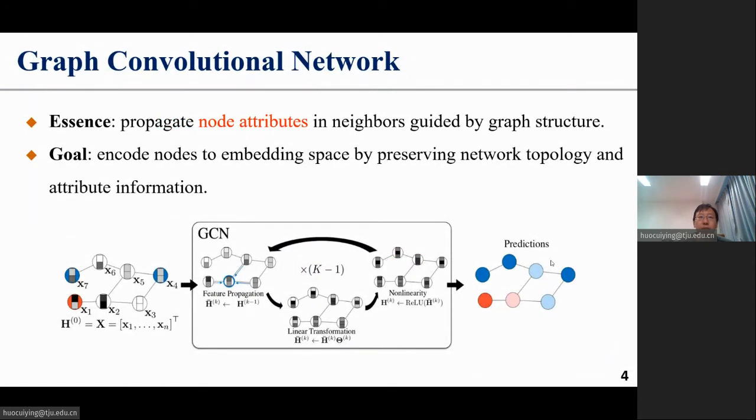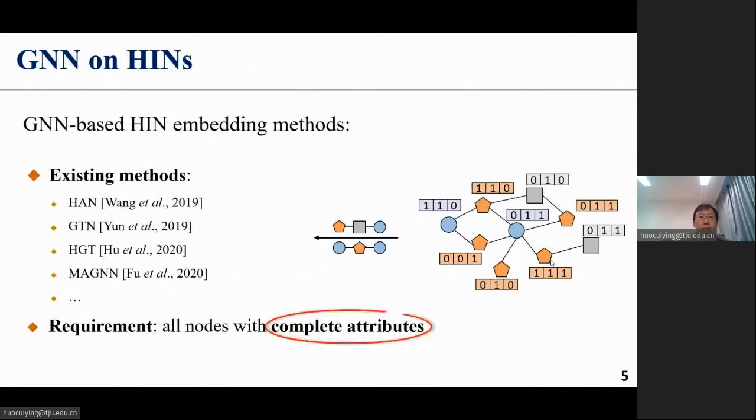Recently, graph neural networks have been a powerful tool in homogeneous network analysis. It learns node representation by aggregating node attributes from neighborhoods and combining with original attributes. Recently, some attempts to model heterogeneous networks via GNN have also been performed via metapaths, such as these methods. But most of them take the assumption that all the nodes have complete attributes.